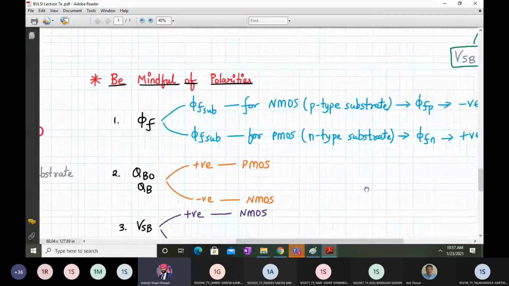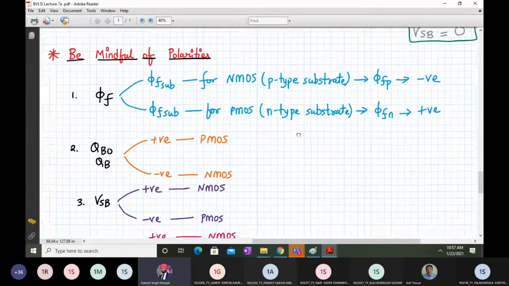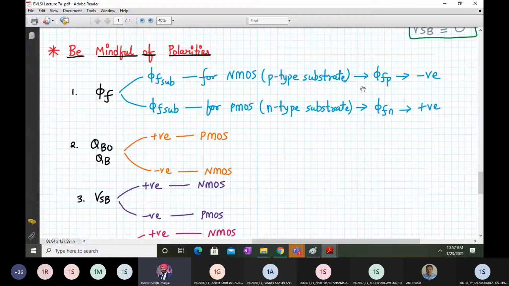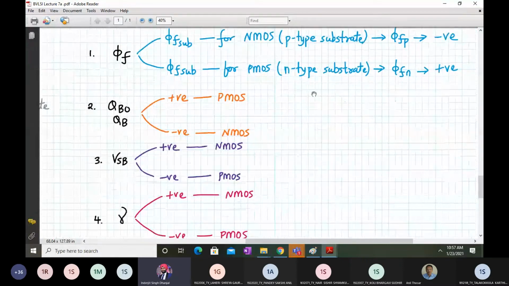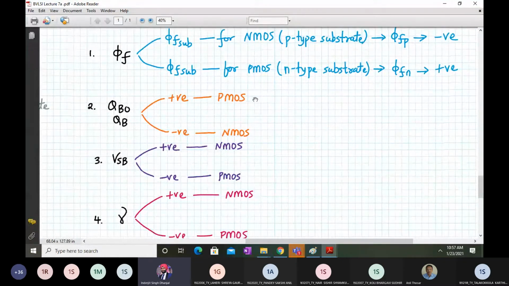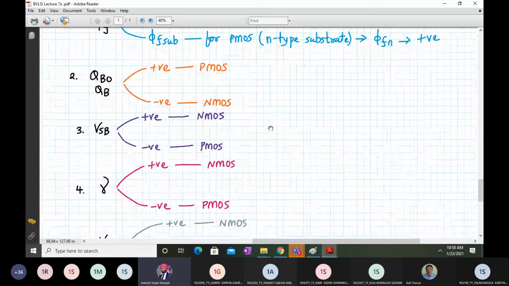Okay. Now some topic called be mindful of polarity. Just for your reference, for NMOS we have a p type substrate, so you calculate phi f p. Phi f p is usually negative, and phi f n, which is for PMOS where we have an n type substrate, is positive. And then QBO and QB are positive for your PMOS and negative for your NMOS. So accordingly the formula also will change. We will see this in numericals.